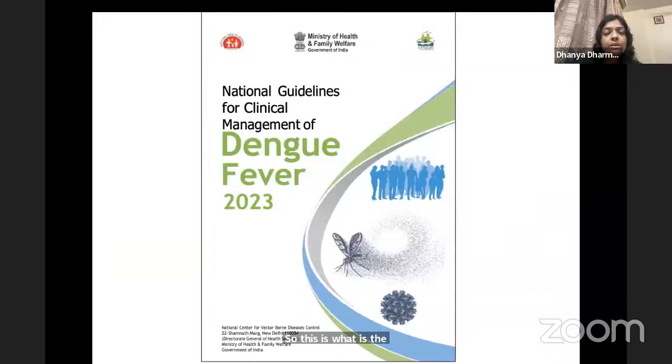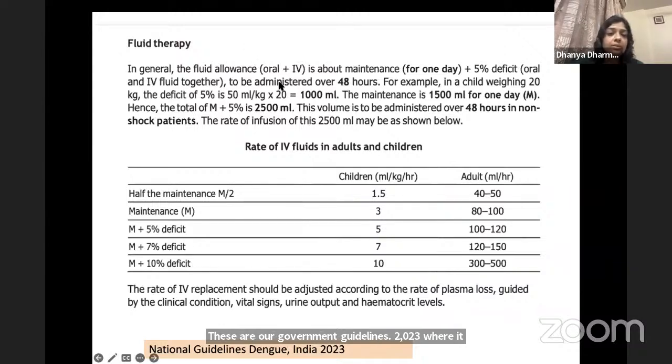And this is also in our national guidelines. You can go through these national guidelines for clinical management of dengue. These are our government guidelines 2023, where it clearly mentions whatever I explained. Here the allowance is oral plus IV together, which for children, especially smaller children, is not very easy, but you should not exceed maintenance plus 5% in 24 hours in non-shock patients.